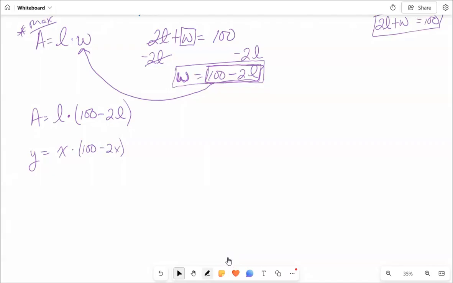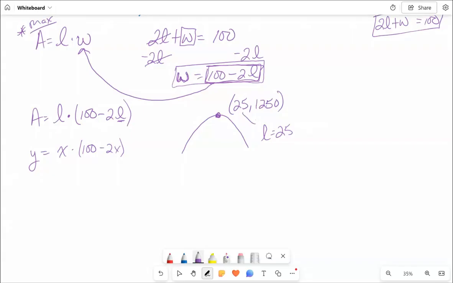Let me create this illustration here for a second. I have this maximum occurring at (25, 1250), meaning that the x value, or in our case the L value, is 25, and when the L value is 25, the corresponding area is 1250. So that's telling me what my maximum area is going to be, which is what I wanted. It has told me how to get that by having a length of 25.